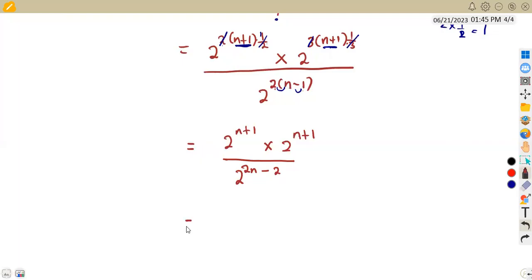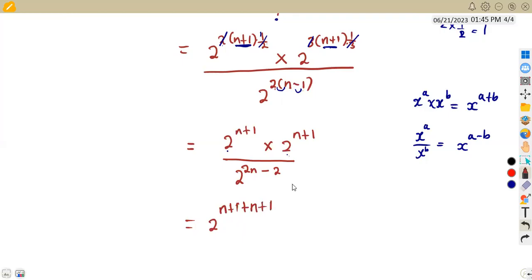So from our laws of exponents, if you are multiplying bases which are the same, we know that we are going to add the exponents. So that will be x to the exponent of a plus b. If we are dividing, we are going to subtract the exponents. That's x to the exponent of a minus b. So the top part we are multiplying, so we're going to add the exponents, n plus 1 plus the exponent of n plus 1. If we are adding, there's no need for us to open the brackets, all right?